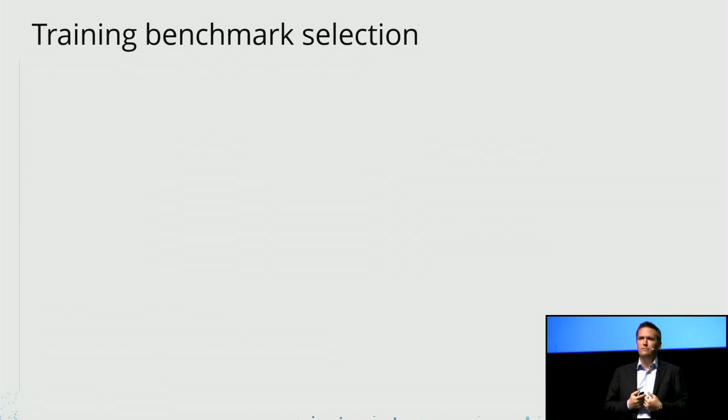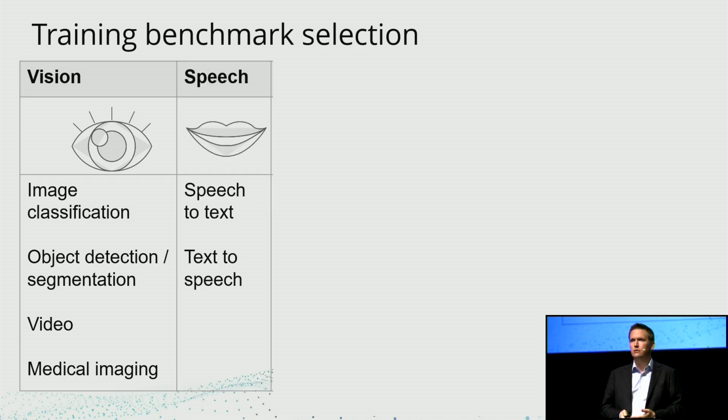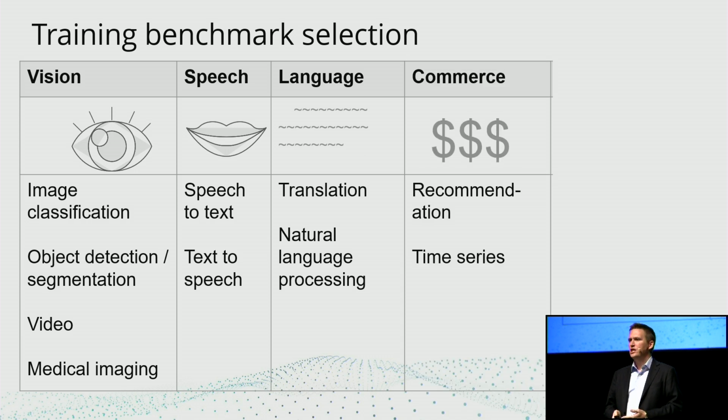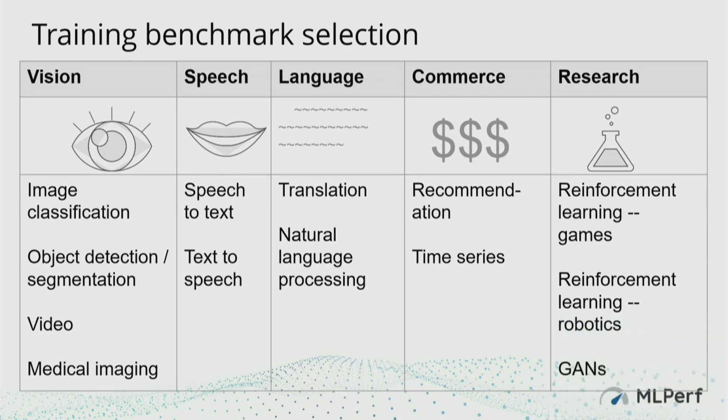Now that we know what we think a benchmark looks like, how do we go out and pick a set? Well, we looked at 5 big categories, the first of which is vision, next of which is speech, third of which is language, fourth is commerce. This requires a little more explanation. Commerce is the things that just kind of make business work. Recommendation, either of things to buy or things to watch. Time series for doing things like defect detection. And lastly is research. These are the things that we're sure they're going to be big someday and we're trying to figure it out, like reinforcement learning or GANs.